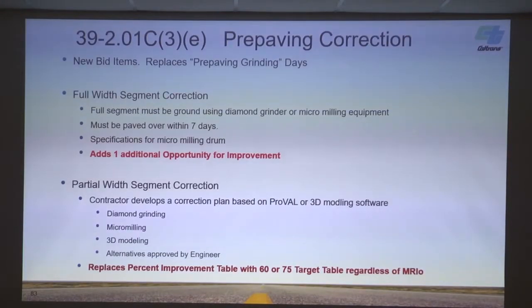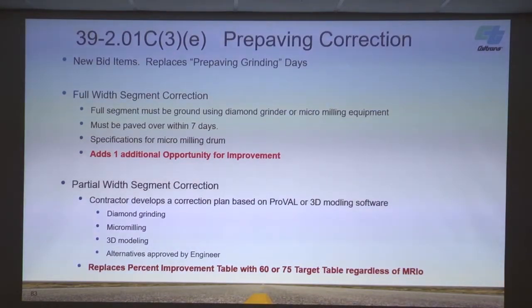Okay, so we have this new section called pre-paving corrections. We used to have a spec that was pre-paving grinding days. And that spec didn't work out too great. The spec basically said, go out, contractor, and grind every spot that had localized roughness over 180. Right? And we're paying them by the day. There's no incentive for them to be even efficient at it.